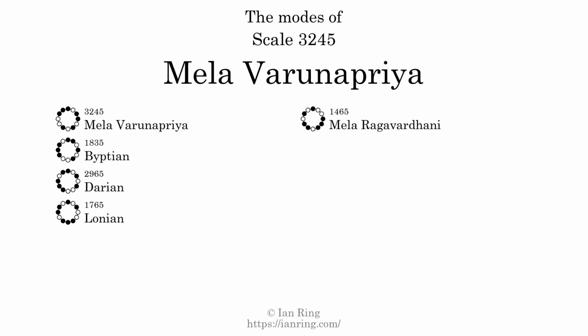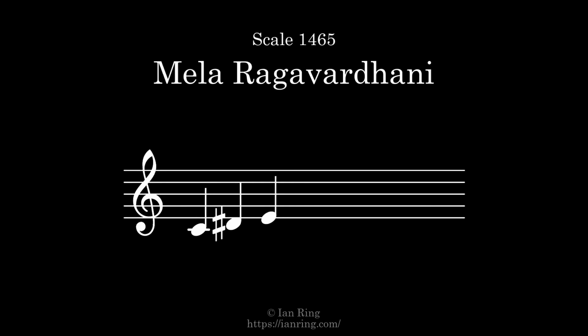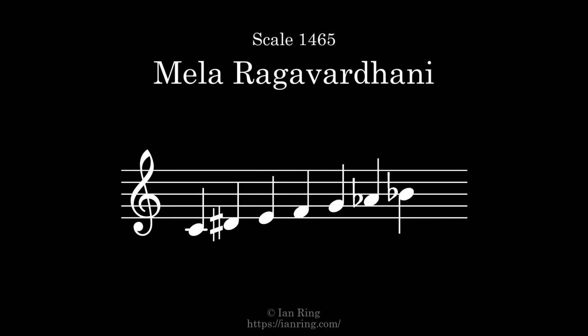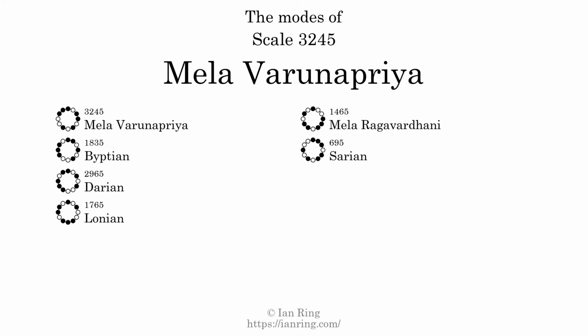The fifth mode is scale 1465, also known as Mela Varunapriya. It sounds like this. The sixth mode is scale 695, also known as Aryan. It sounds like this.